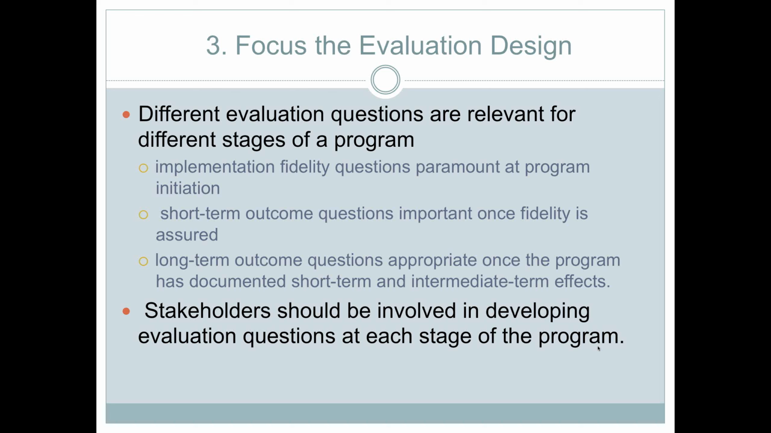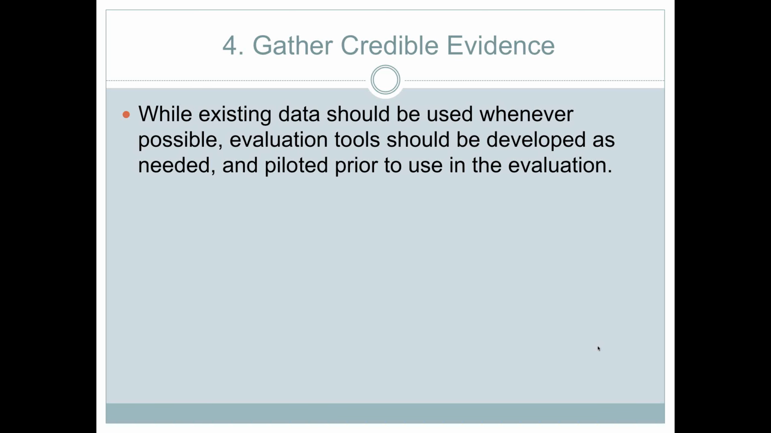Once you're sure that the implementation fidelity is happening, then you can start looking at short-term outcome questions and long-term outcome questions later on. And so based on the stage of your program, different questions are more important to answer that will lead into the program improvements that are most needed for that stage. And the critical thing is that stakeholders should be involved in developing these evaluation questions for each stage of the program. In step 4, you're gathering credible evidence.